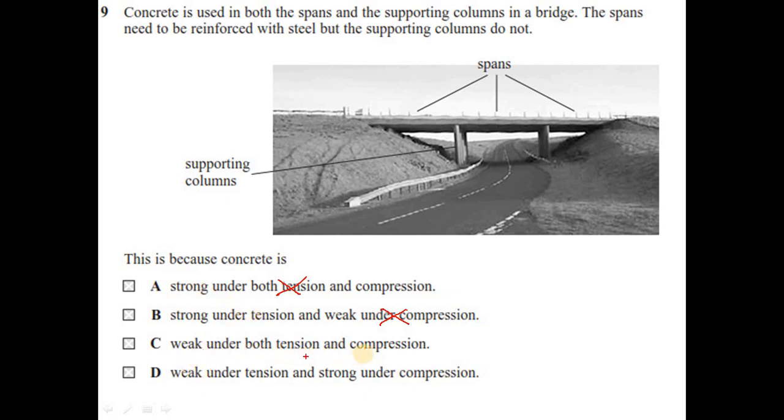Weak under both? No. Weak under tension, and it is strong under compression. That's why you can make a column of concrete, so it can bear a compressive stress. So it is weak under tension and strong under compression. So your option is D.